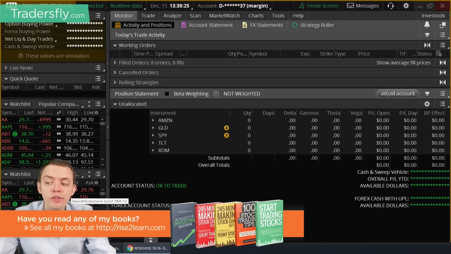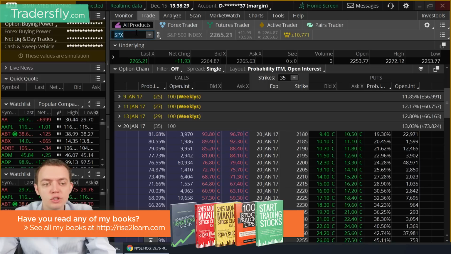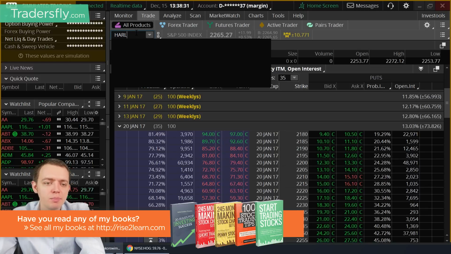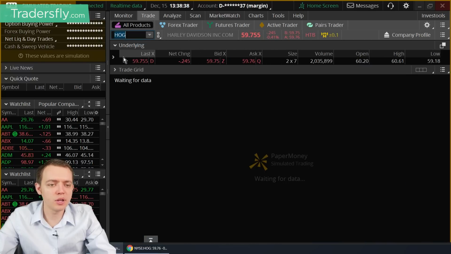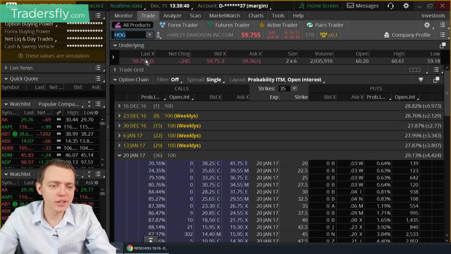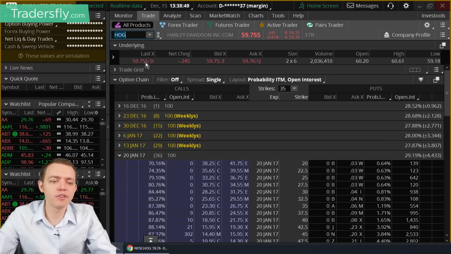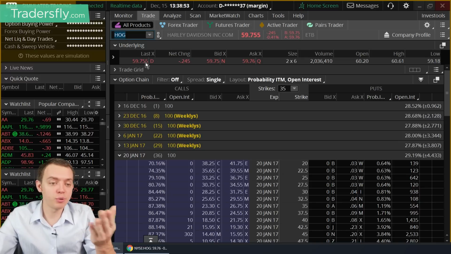If you're doing it on the trade panel or platform, you could go into the trade in this example, and if I start typing Harley Davidson, you can see it's right there, Harley Davidson Inc. Company, HOG. If I click it, you can see it's $59.75 per share. Not for the whole company, this is per share. Everybody's trading a different amount of shares. So if you have, let's say, $100, you could probably only buy one share because it's $60 per share.